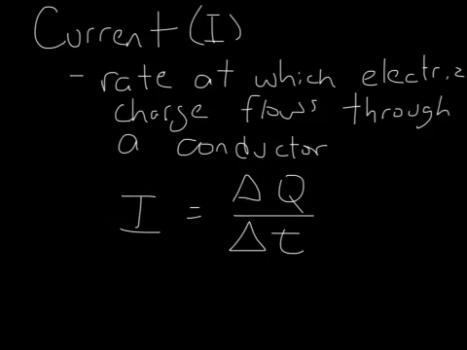Current is the rate at which electric charge flows through a conductor. It is the amount of charge that flows through a conductor divided by the time. Current is measured in coulombs per second, which is known as an ampere.